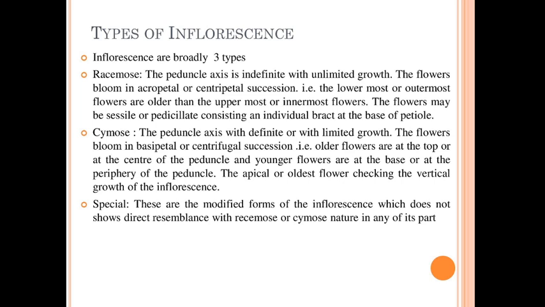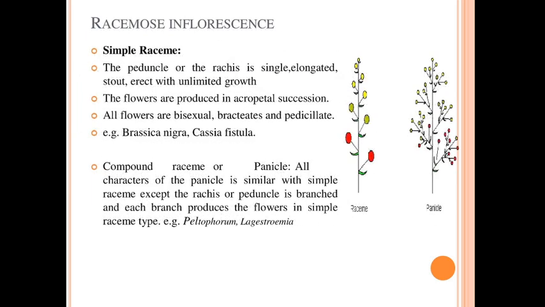Third one, you have the special inflorescence. Now, in many cases, the inflorescence might get modified so that you can't call it a racemose inflorescence or a cymose inflorescence. All such types of inflorescence are categorized into what is known as the special inflorescence. I will start first with the racemose inflorescence and its types.